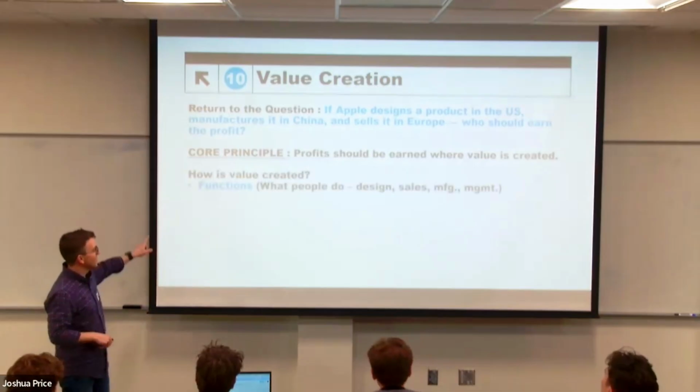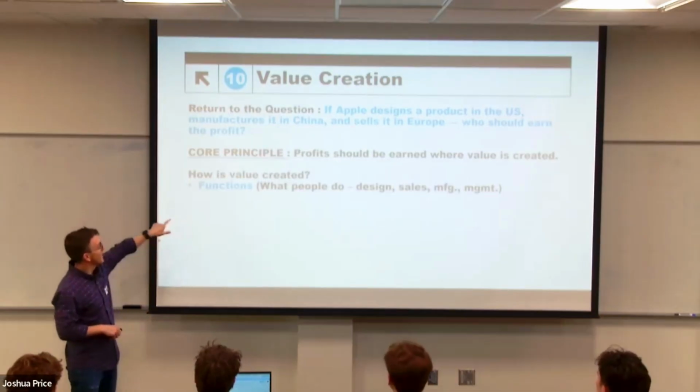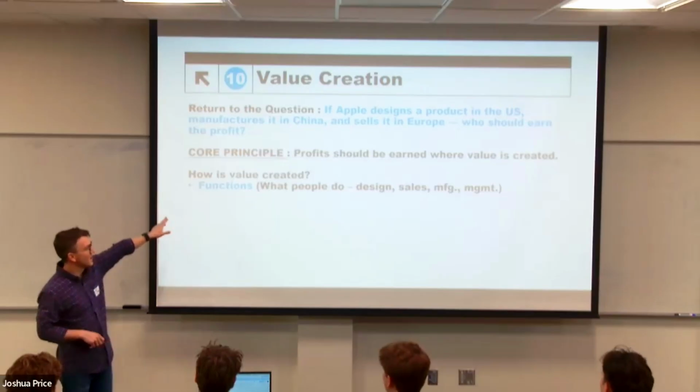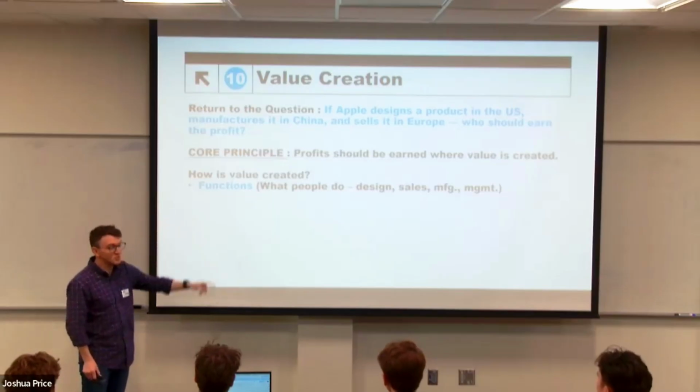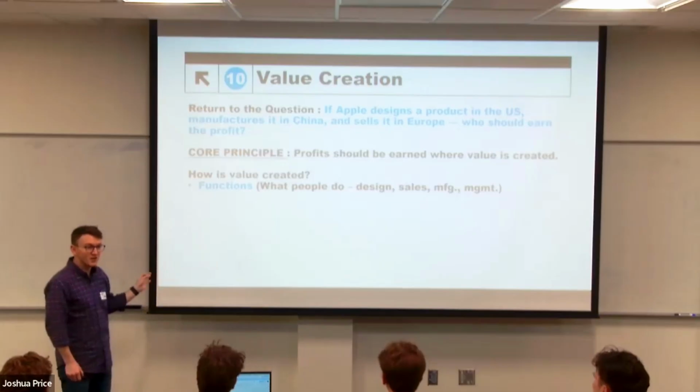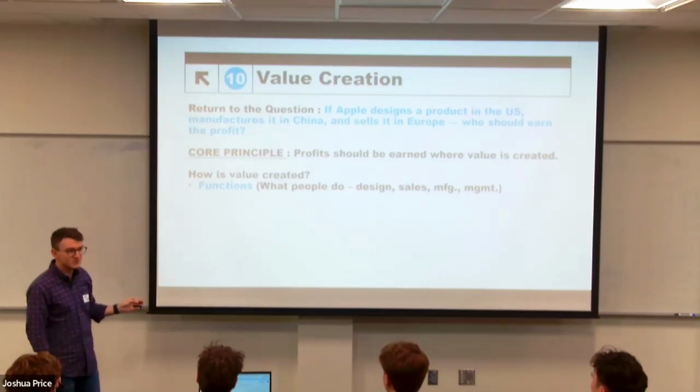Where do you guys think value is created? I didn't mean to click this one, so you get the first one, right? How is value created in a system? I give you the first one: functions, what people do in the system. Can you think of other ways value is created besides functions?